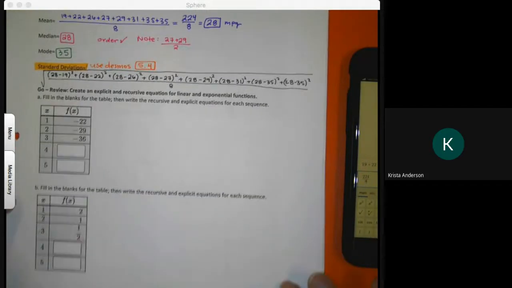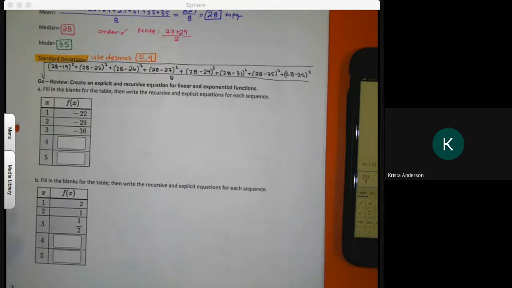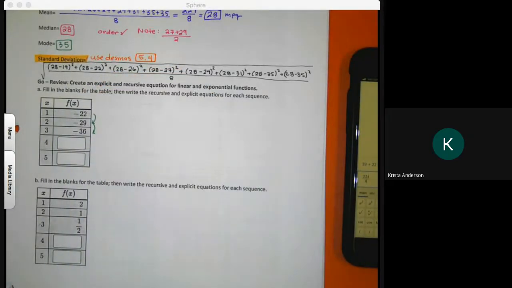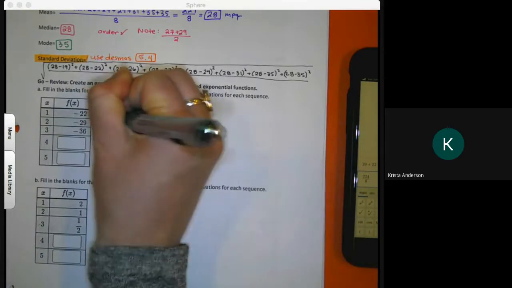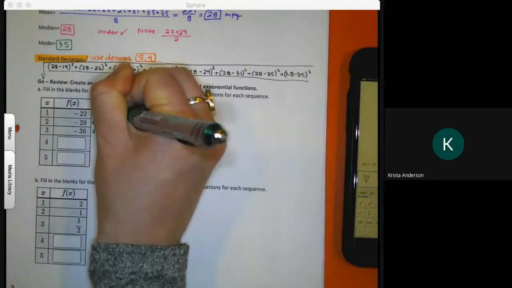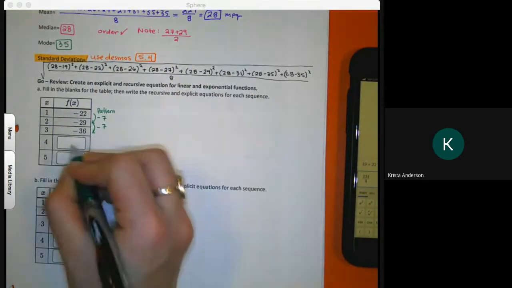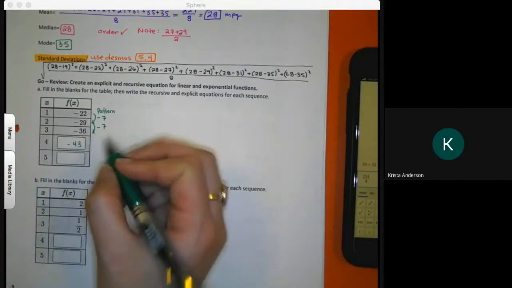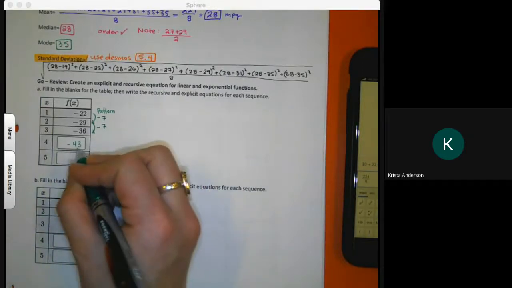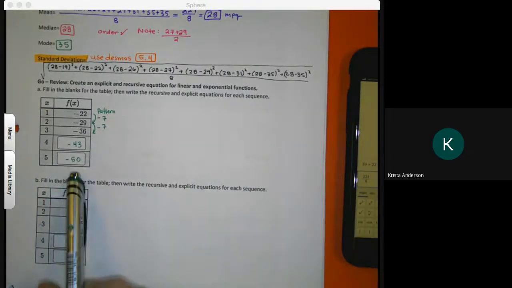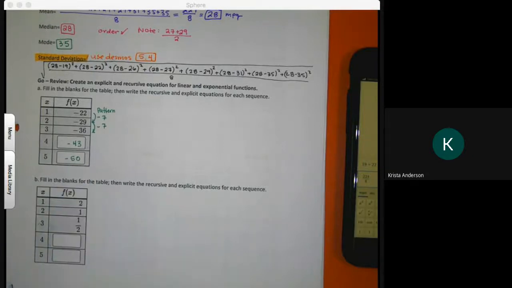Last 2 questions, we're just reviewing recursive and explicit. I look for my pattern. What is that subtracting each time? 7. So I would have 6, 7, 8, 9, 10, 11, 12, 13. Then I would have 7, 8, 9, 10. That's a 5. 50. Negative 50. Any questions on the pattern?